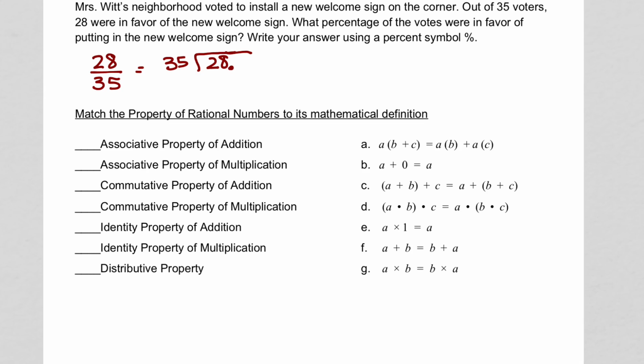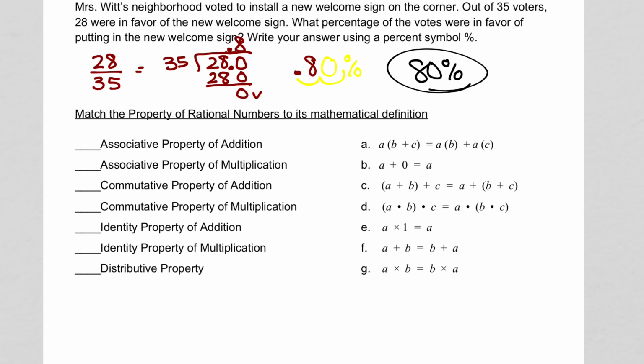Let's see. Decimal because 28 is not big enough. So how many times is 35 going into 28? I'm going to say 8 times, and that indeed is exactly right. So I have 0.8 and I'm going to write my answer as a decimal. I'm sorry, not as a decimal, as a percent. Good catch, you guys. So 80% of Mrs. Witt's neighborhood wanted to put in the welcome sign.